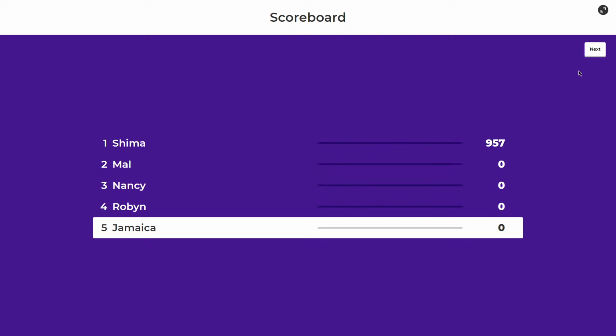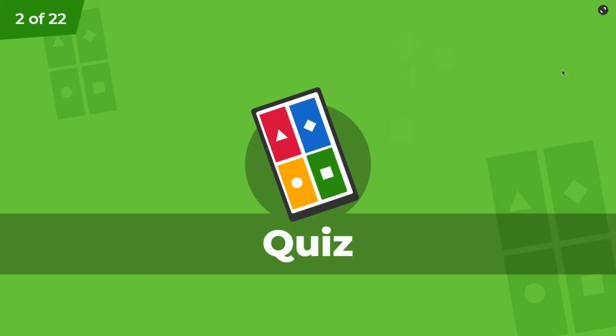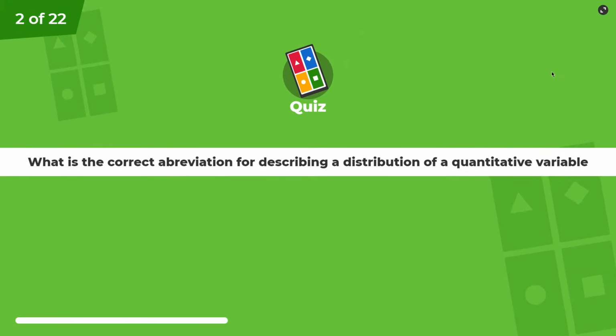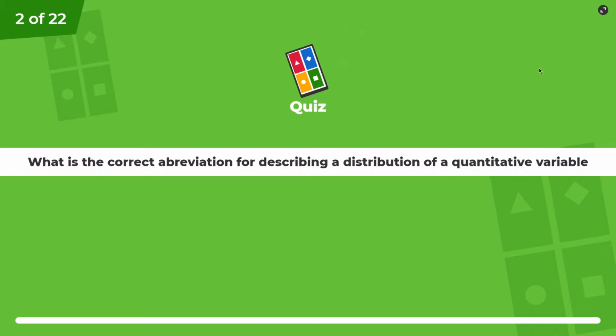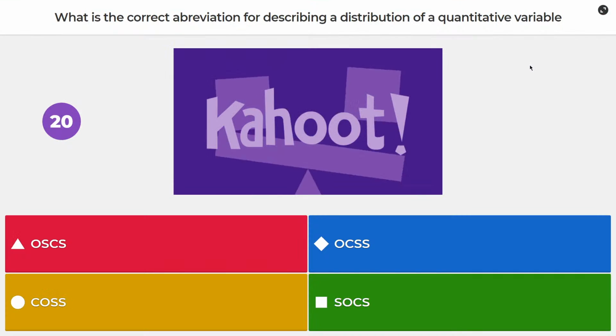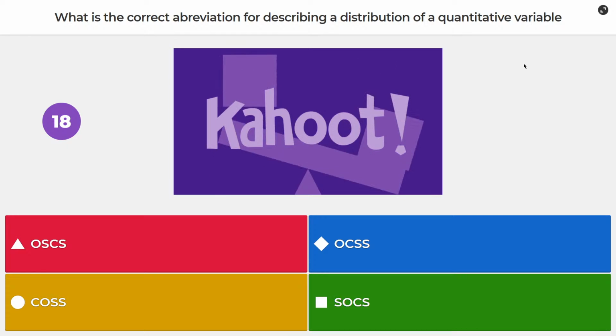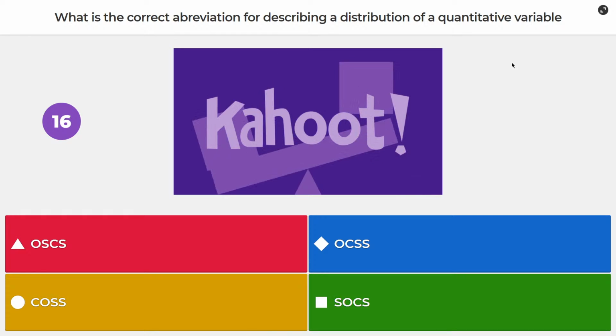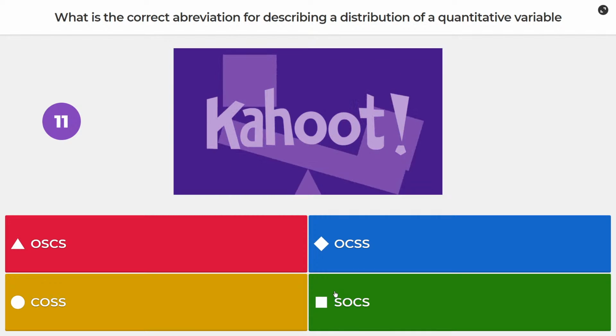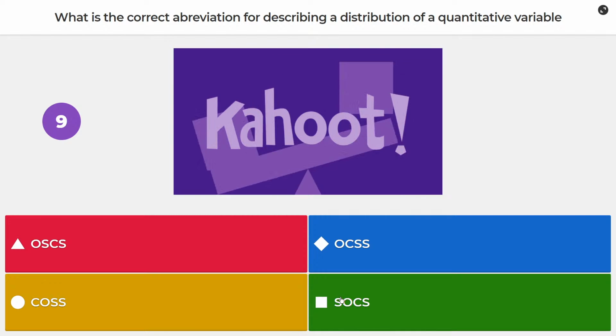Let's move on to the next question. What is the correct abbreviation for describing a distribution of a quantitative variable? So you have OSCS, OCSS, COSS, or SOCS.